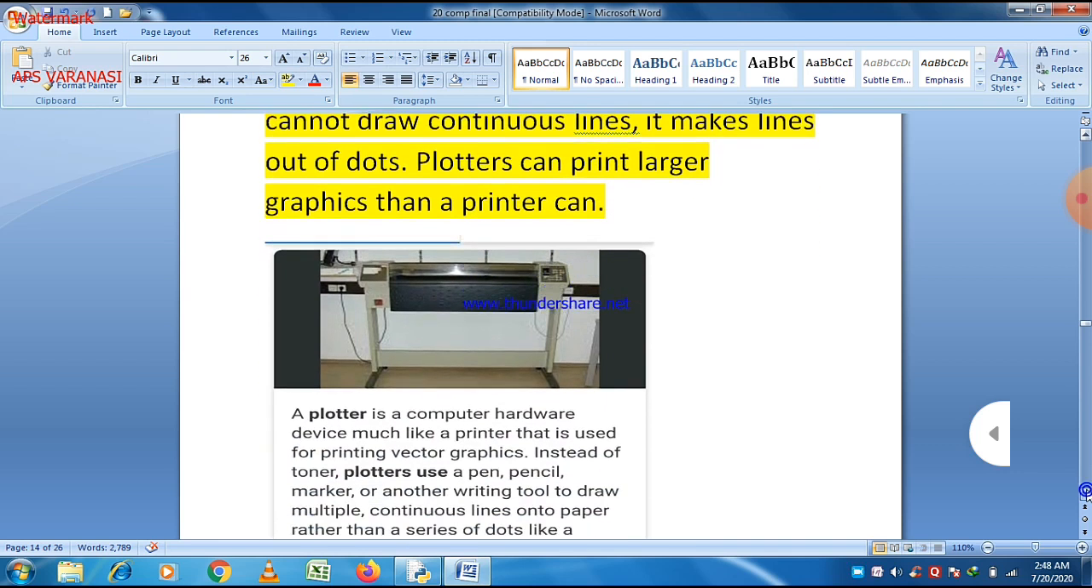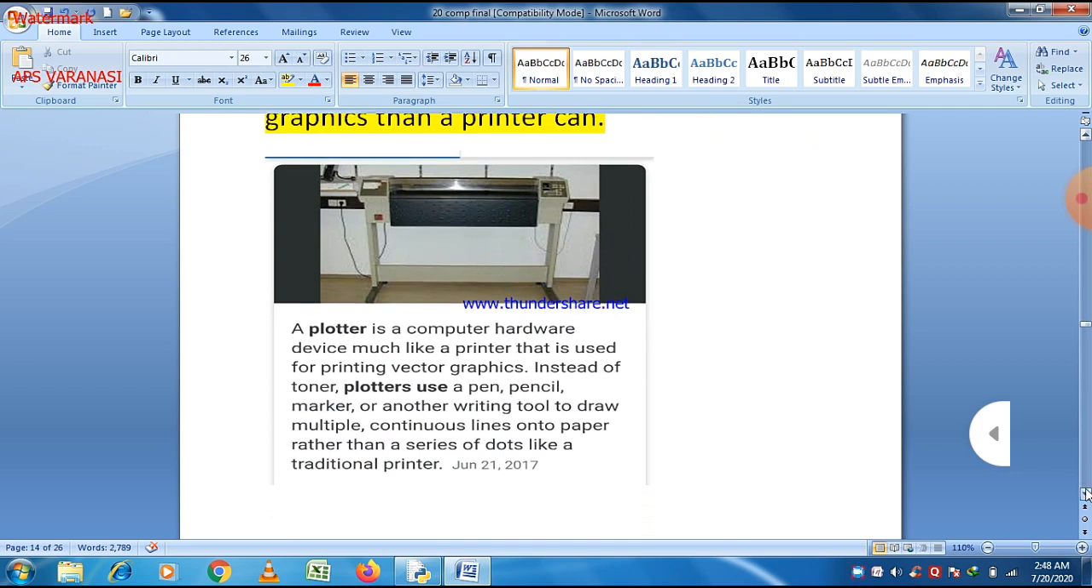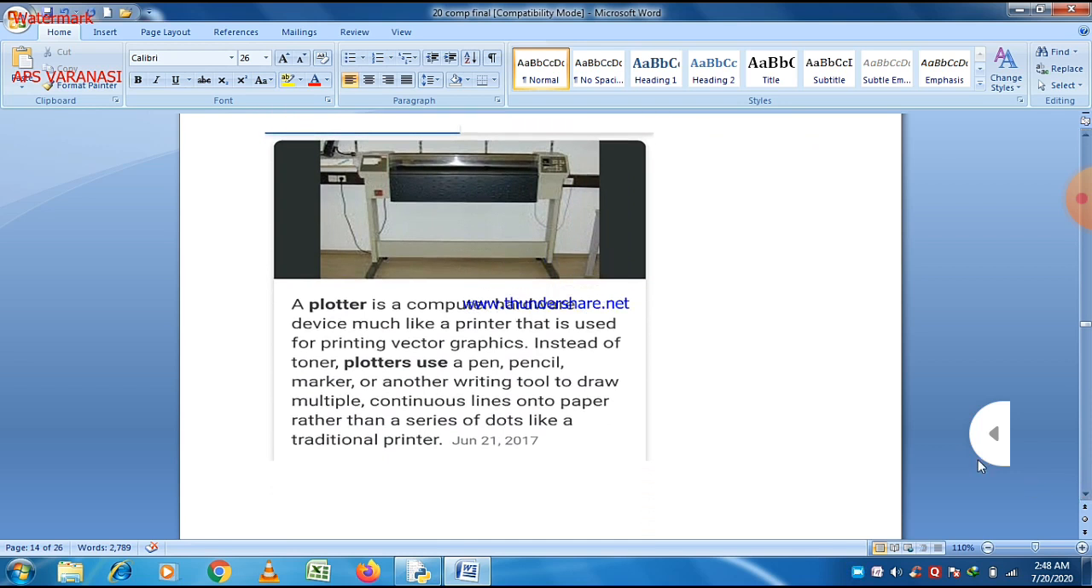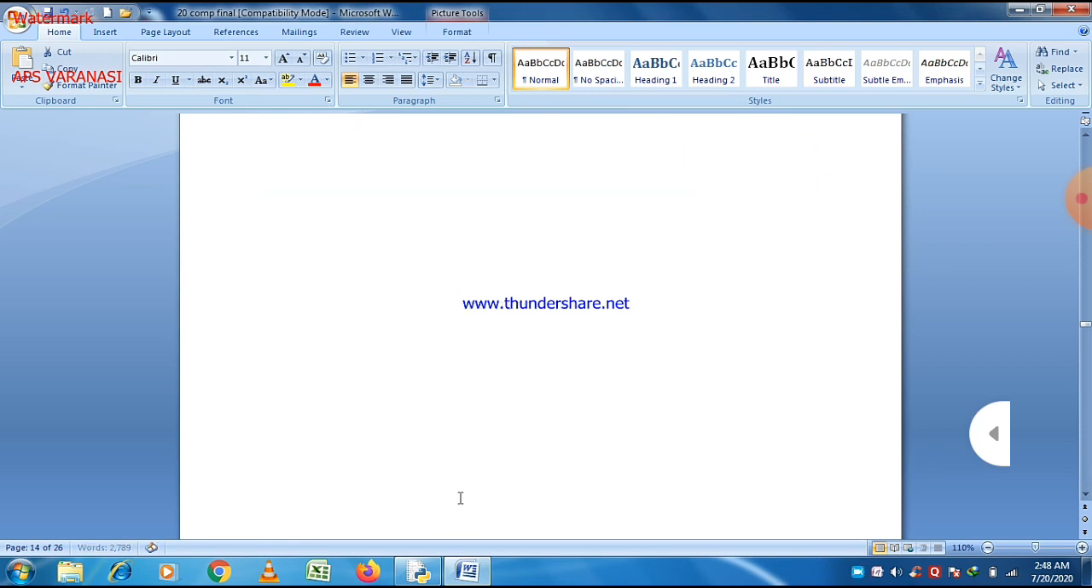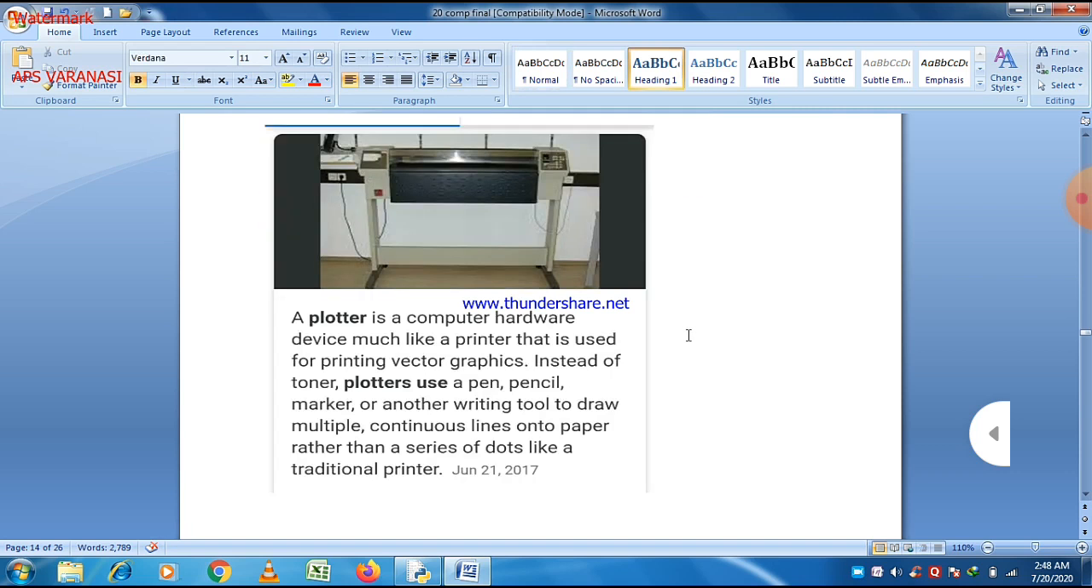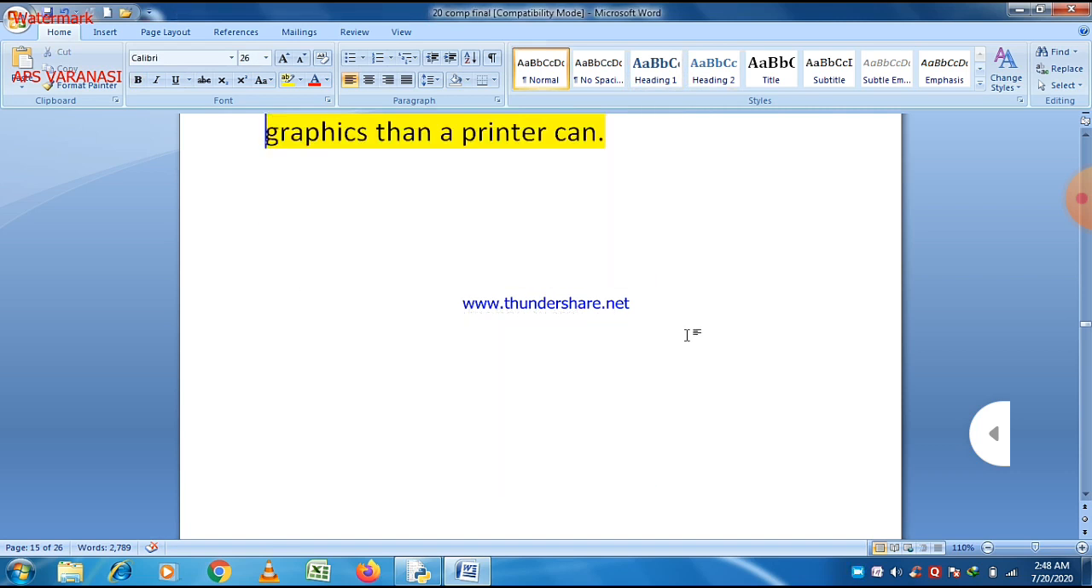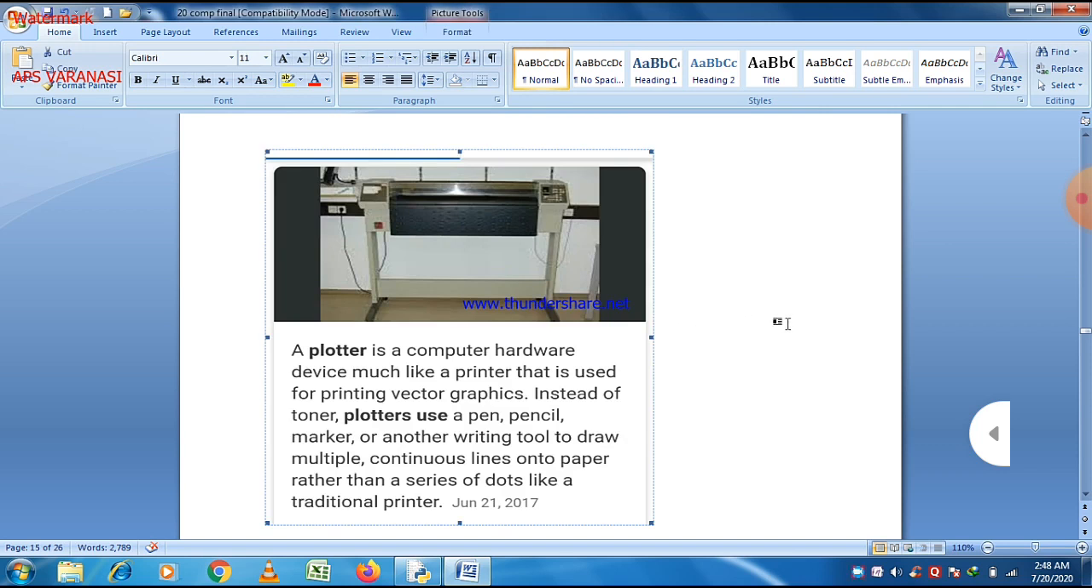A plotter is a computer hardware device which looks like a printer, and that is used for printing vector graphics. Instead of toners, a plotter uses a pen and pencil to draw an image: pen, pencil, marker, or another writing tool to draw multiple continuous lines onto paper rather than a series of dots like a traditional printer. So that is the basic difference between a printer and a plotter.